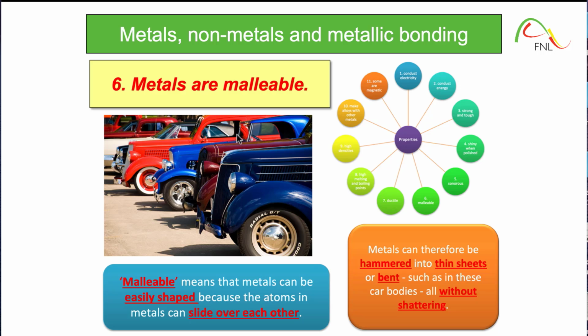Another new word perhaps, metals are malleable. Now malleable means the metals can be easily bent to shape, like these wheel arches here, or the bonnet, the roofs, they can be bent to shape. Malleable means the metals can be easily shaped because atoms in metal can slide over each other, and they can be hammered into thin sheets or bent, such as in these car bodies, all without shattering.